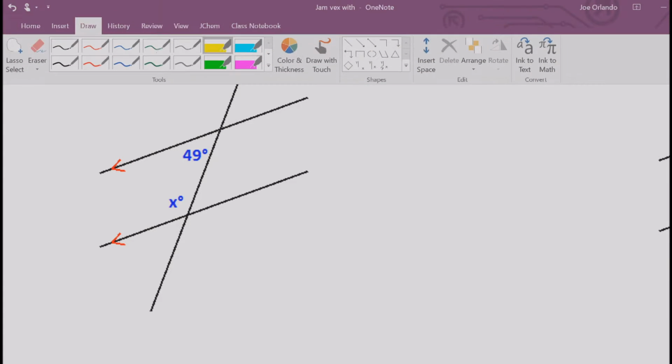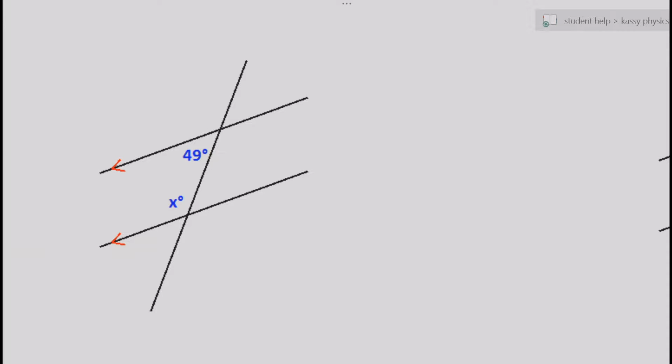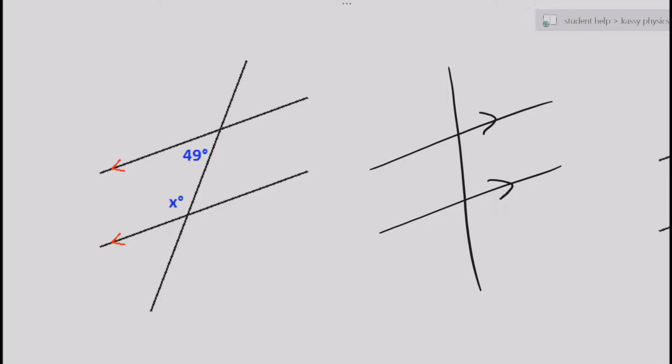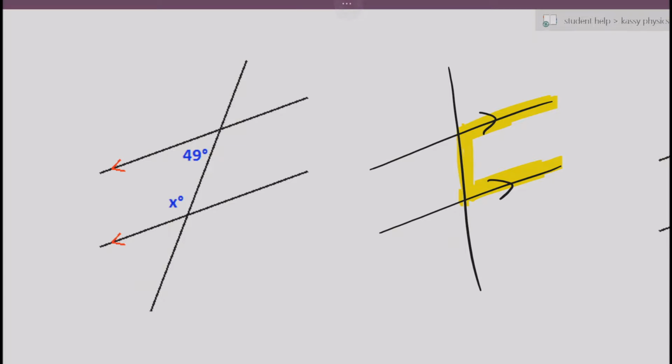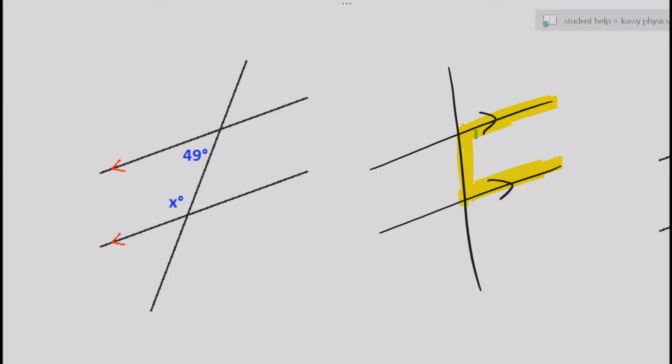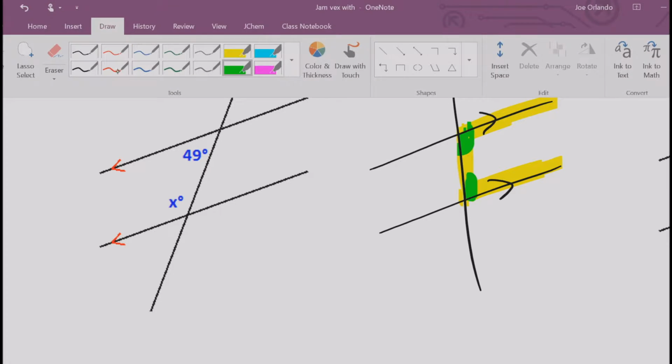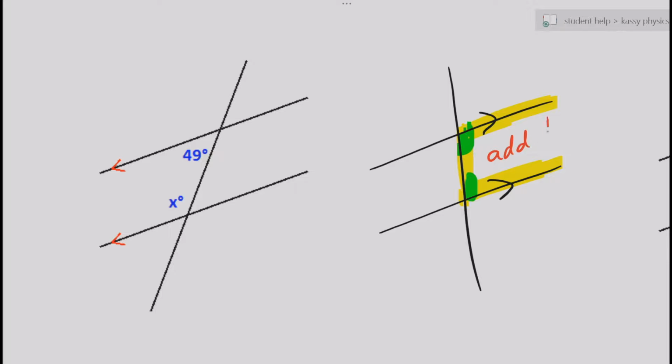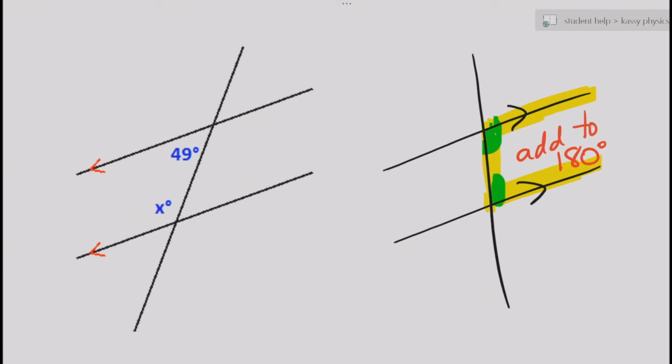So for this question here, if you remember, when we have a line that bisects parallel lines, so if I have two parallel lines like this, and a line bisecting them, we can look for any number of patterns. And one of the first ones we can look for is called the C pattern. It looks like this. And we call these interior angles. But basically it says that this angle here and this angle here, the two angles inside that C, have to add to 180 degrees. They have to have a sum of 180 degrees.